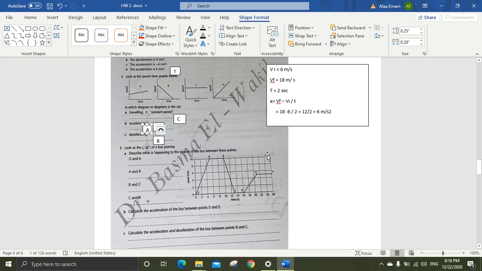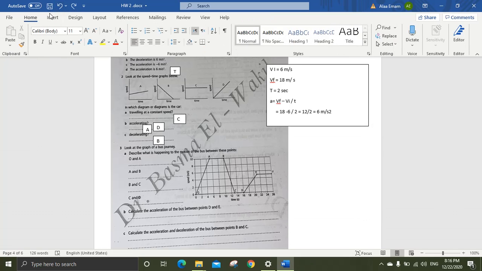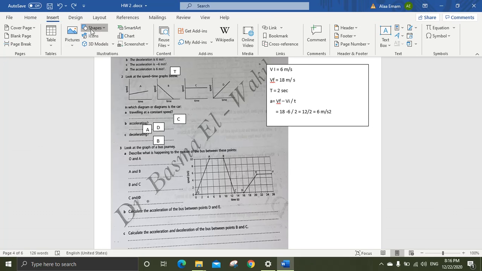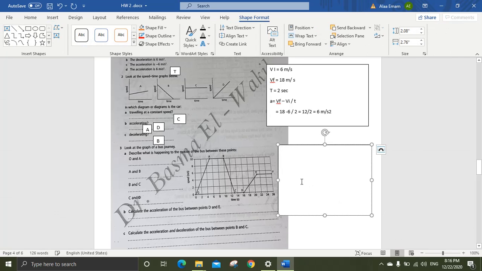Now describe what's happening to the motion of the bus between these two points. This is a bus journey speed time graph. Again, I will need a draft to give me some space to answer the question. Let me make it a little bit smaller. All right, between O and A, describe the motion. What is happening between O and A?